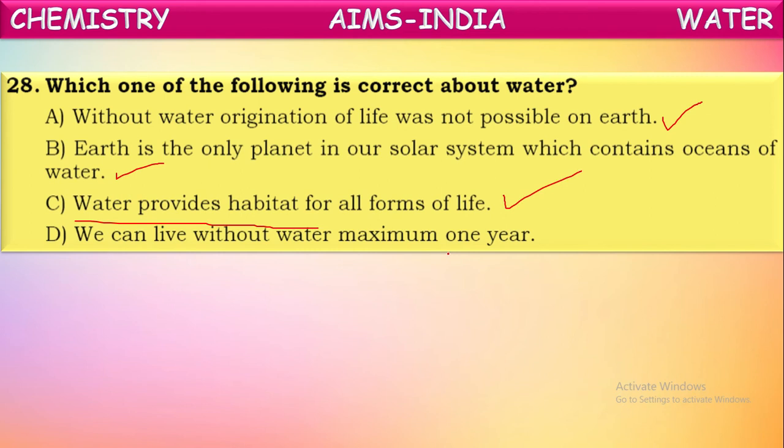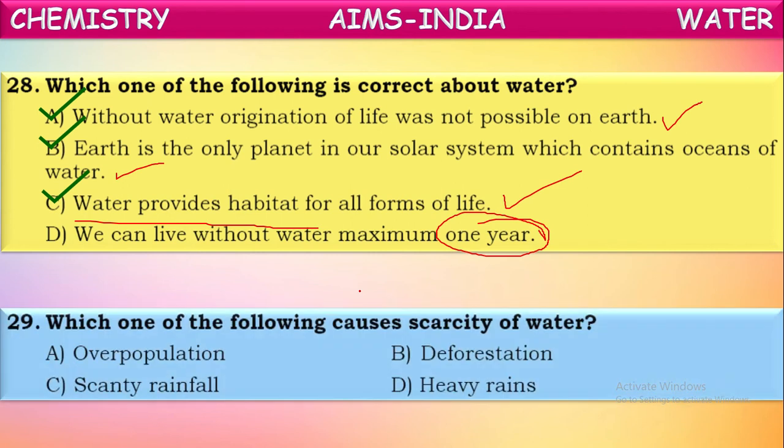We can live without water maximum 1 year. Is it true? Of course, without food, we can survive for a few days. Without water, we cannot survive even a few days. So water is a must. One or two days we can, but after that, because of dehydration, we may die also. But it is mentioned here, we can survive maximum 1 year. Is it possible? No, we cannot. This is an incorrect statement. Now, the remaining three are correct statements, so ABC will be the correct answer.